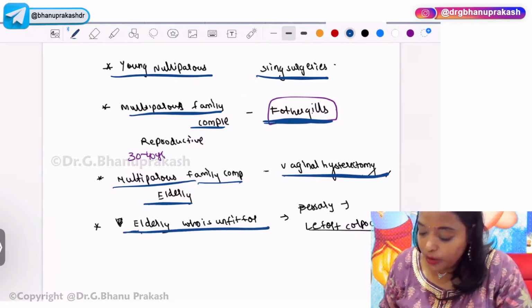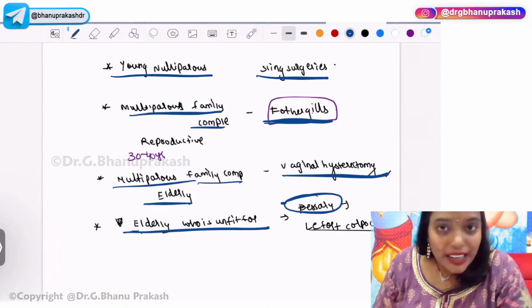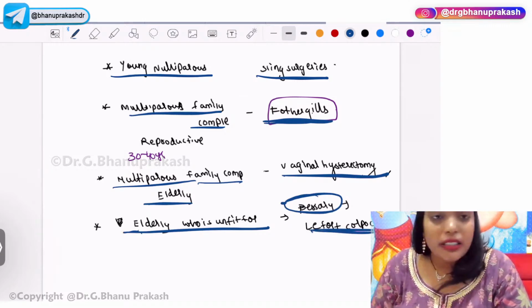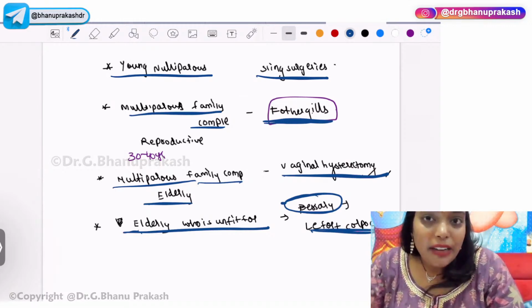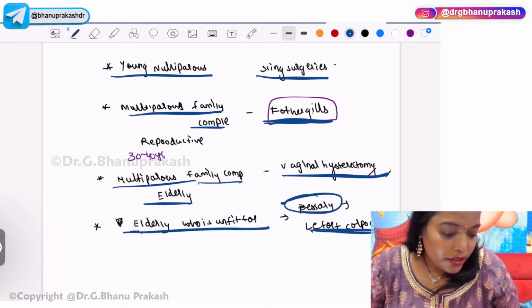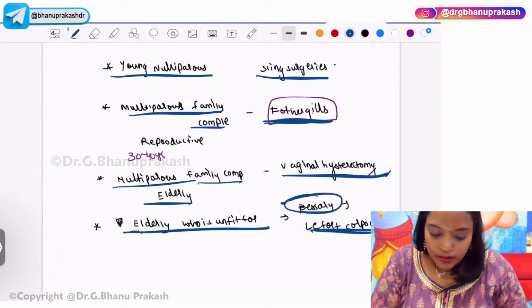If you have an elderly patient who is unfit for major surgery, you can first do a pessary. If pessary fails, then you can go for Le Fort's colpocleisis. I repeat once again, if you have young and nulliparous, you'll go for sling surgery.